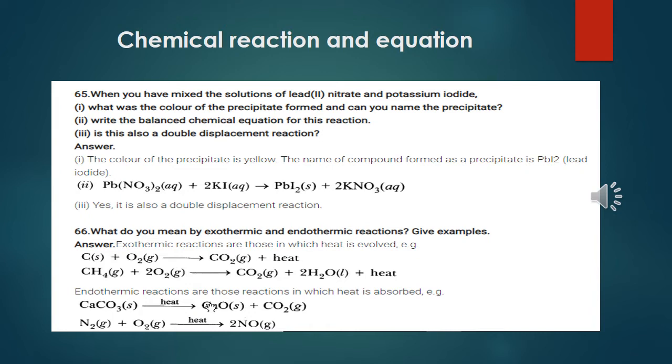Endothermic reaction, for example, calcium carbonate: if you heat it, it splits into calcium oxide and carbon dioxide. In this reaction, heat is not produced with the product, it is absorbed by the reactant. Similarly, nitrogen and oxygen, if they react in the presence of heat, then what forms? NO, nitric oxide. In this reaction, heat is required, it is absorbed, and that is why this reaction is also an example of an endothermic reaction.